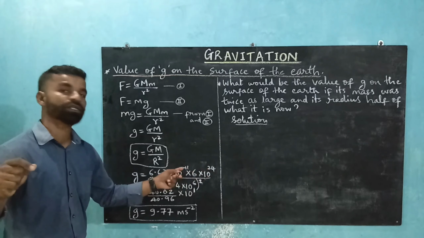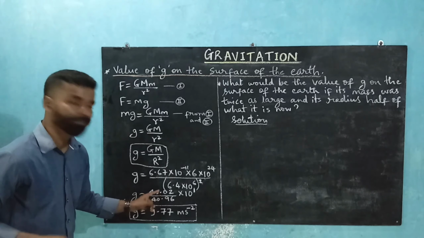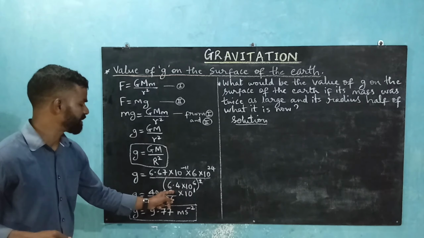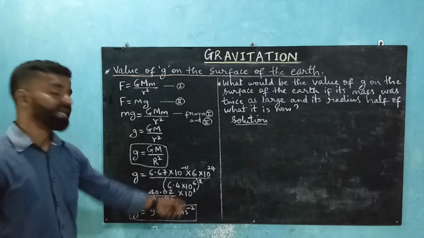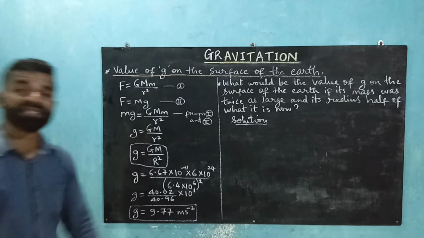In 24 minus 23, it will be 1. So 10 raised to 1. Then multiply and divide by 100 to remove these decimals. And then you can multiply this 10 over here. So the division will be like 40,020 divided by 4,096. You will get this value for that division.